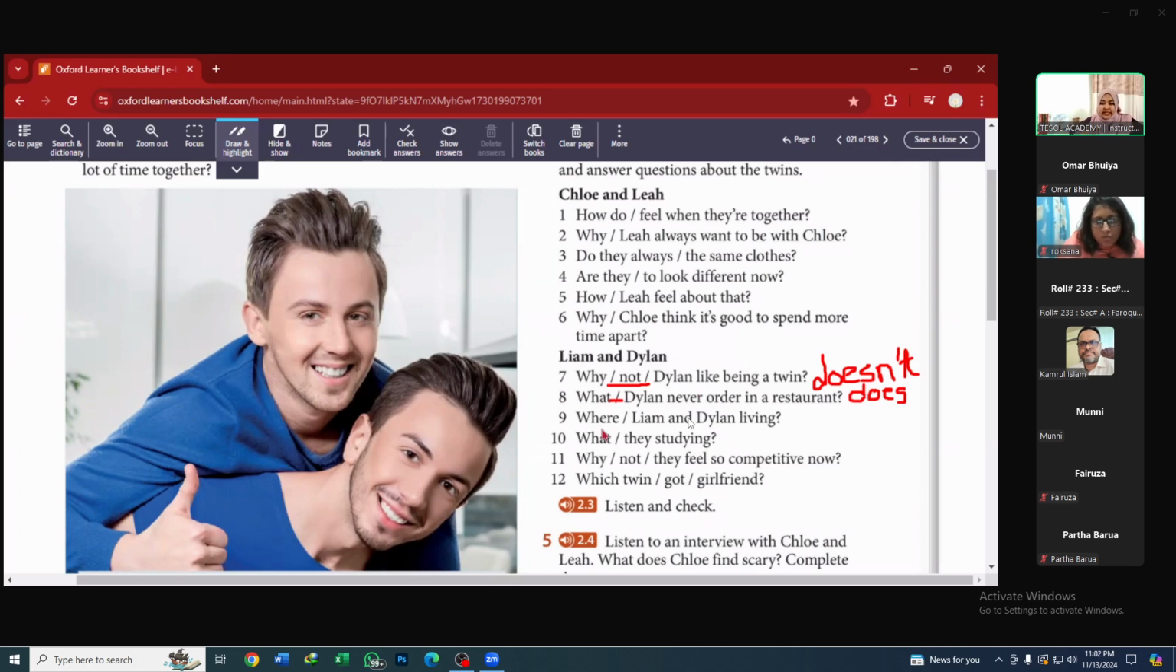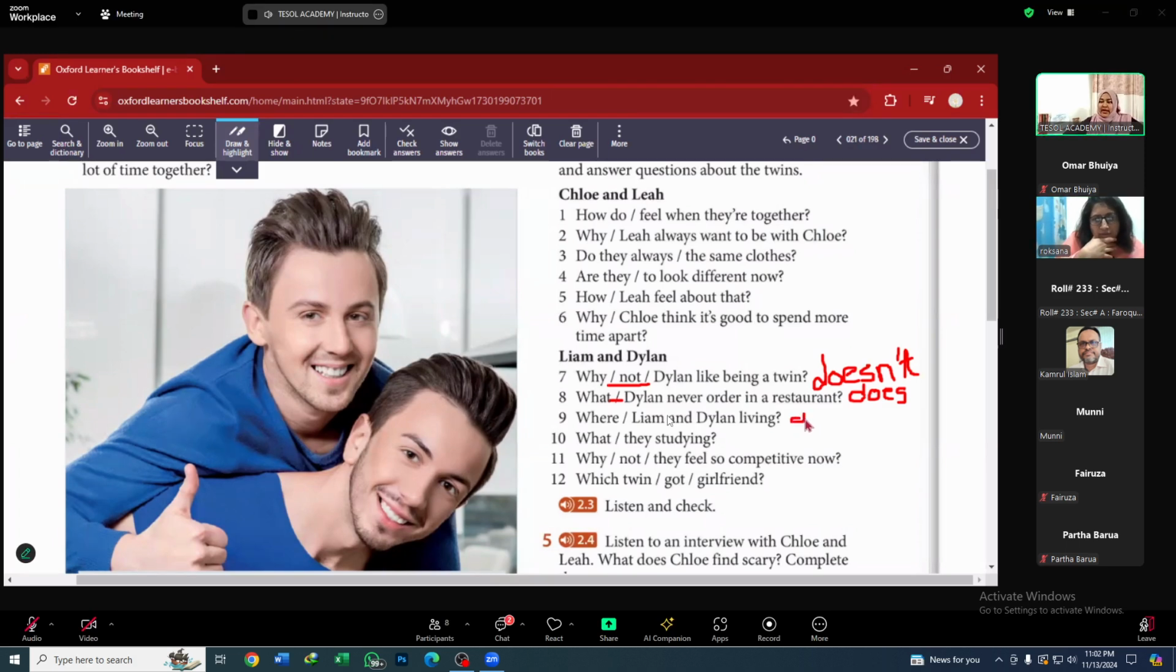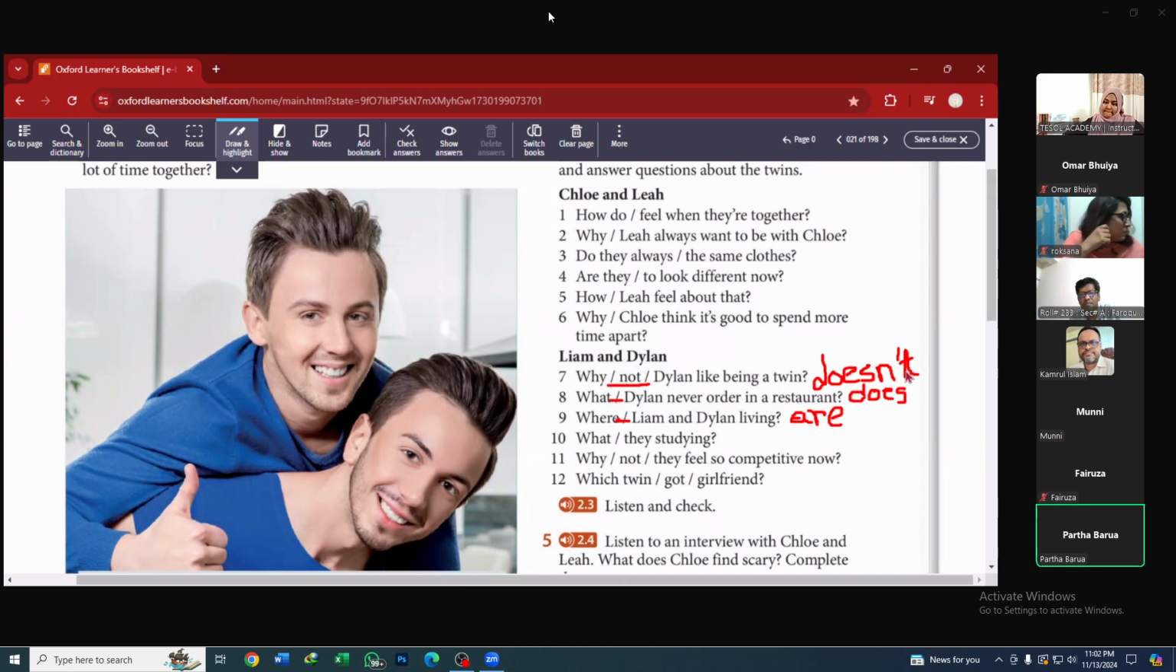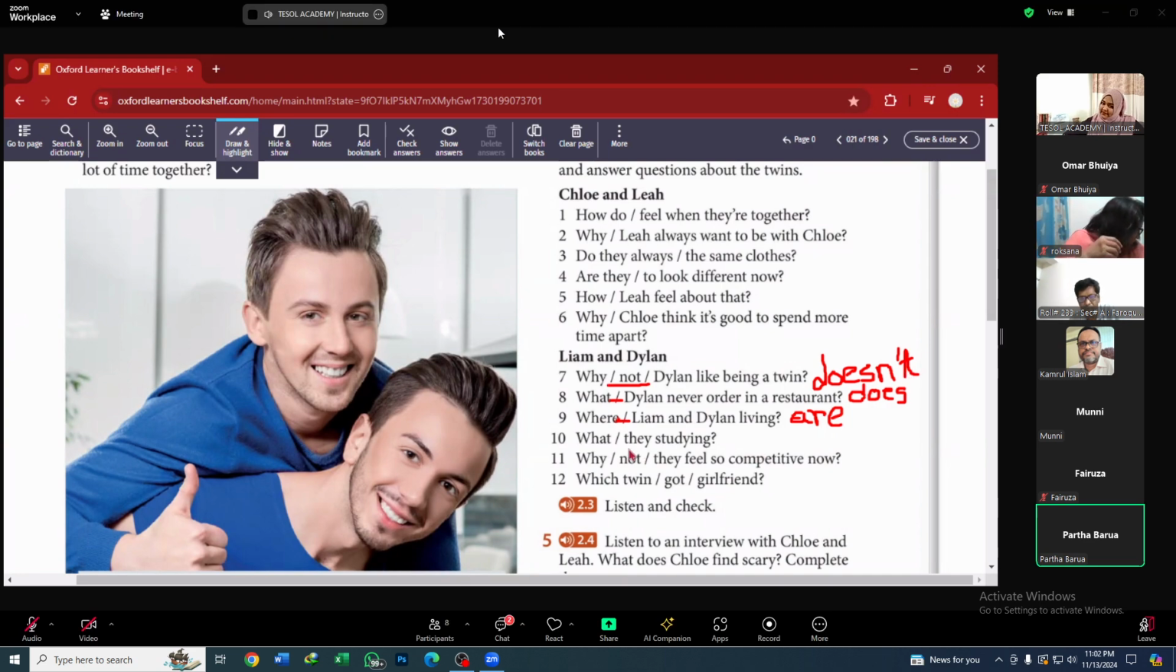Number 9, Miss Ria. Where are Liam and Dylan living? Very good. Where are Liam and Dylan living? So this will be R and it will be here. Very good. Number 10, Mr. Partho. What are they studying? Very good.